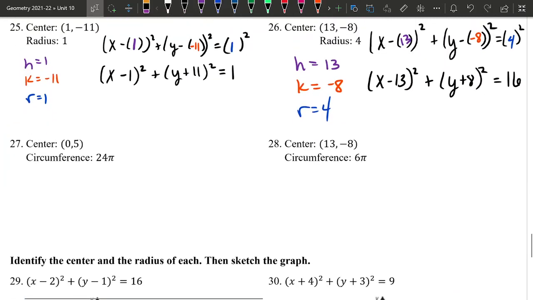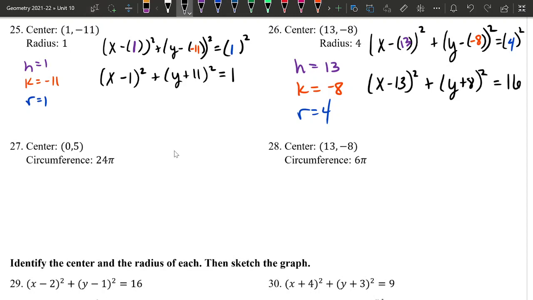The only other way would be if you're given the circumference. Before you can write the equation of the circle, you have to calculate what the value of R is. And you know that C equals 2 pi R. So if the circumference is 24 pi, then 24 pi equals 2 pi R. And then you'll solve for R.